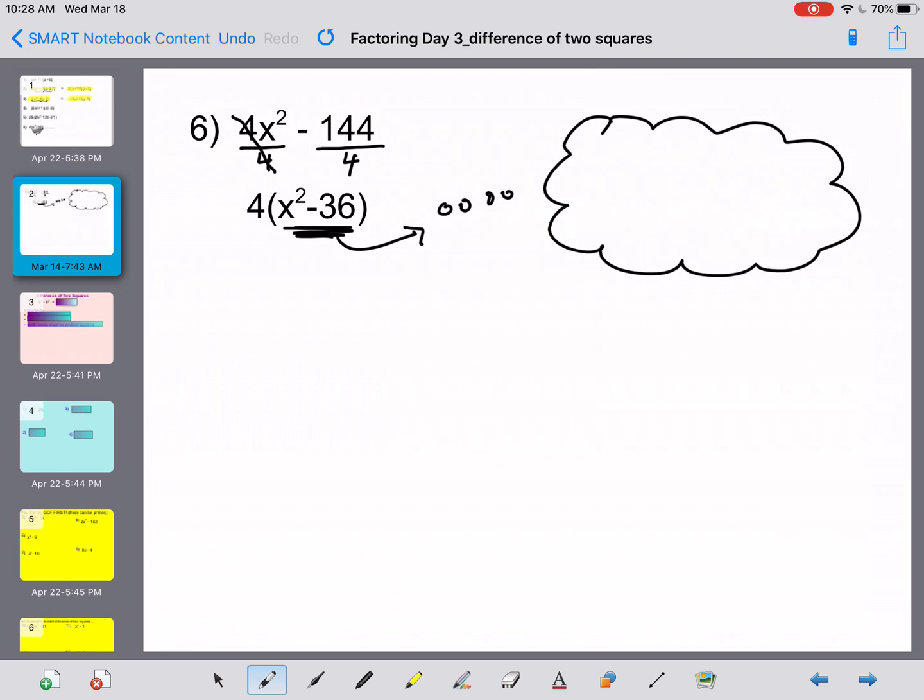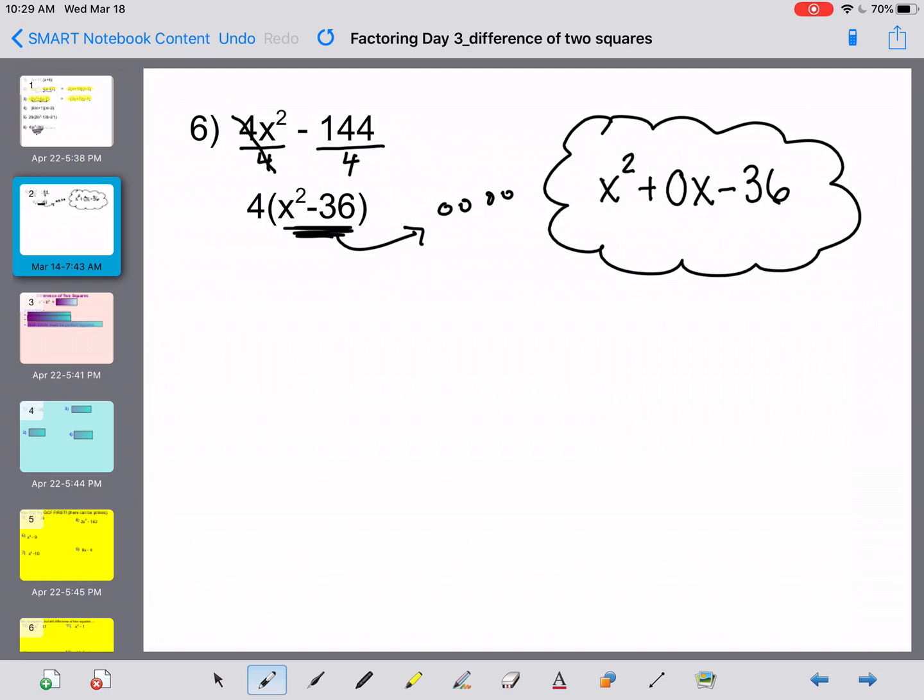X squared minus 36, why is it different than anything we've done before with quadratic trinomials? Well, it's not a quadratic trinomial, it's a quadratic binomial. It's missing that middle term, that x that's usually in the middle. So really, this is x squared plus 0x minus 36. Right? There is no middle term, and when there is no middle term, we put a 0x there.